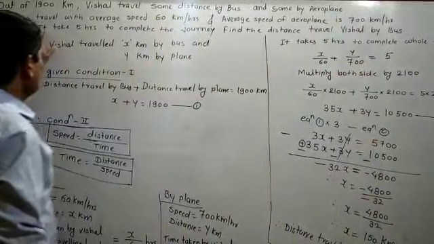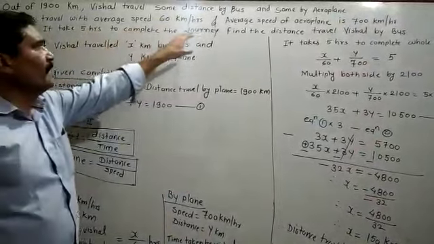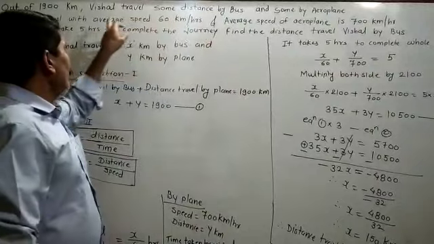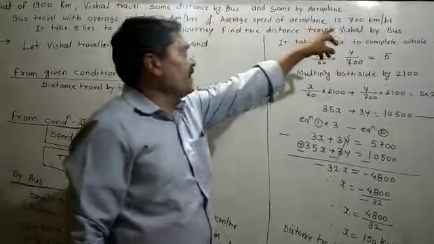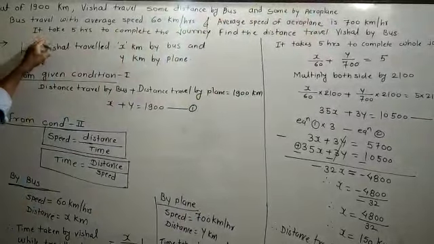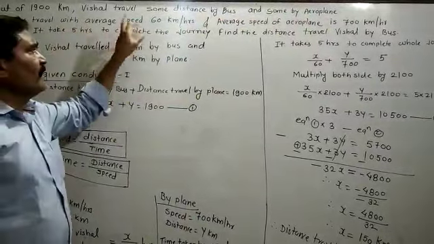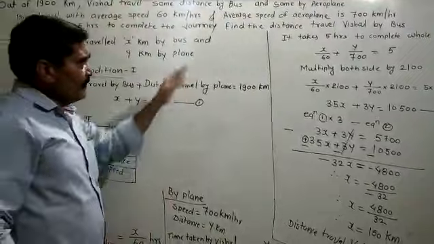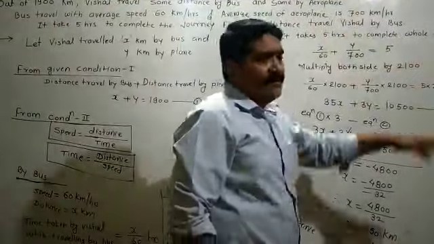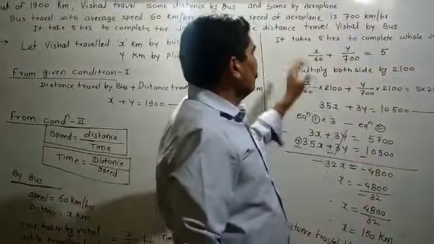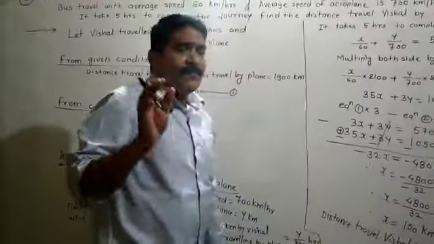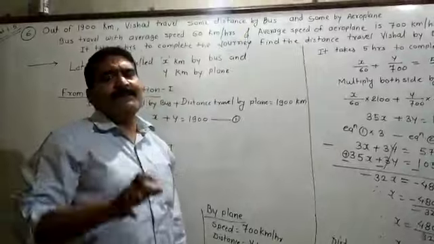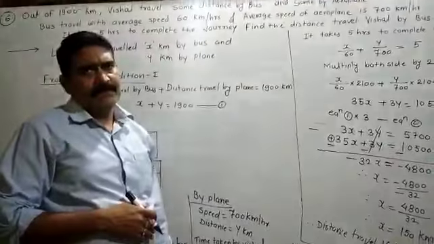And the next condition is given, it takes 5 hours to complete the journey. Means by the 60 km per hour and by the 700 km per hour, it requires 5 hours to complete the journey. Then you have to find out the distance traveled by Vishal by bus. Means how much distance he traveled by bus, that you have to find out.